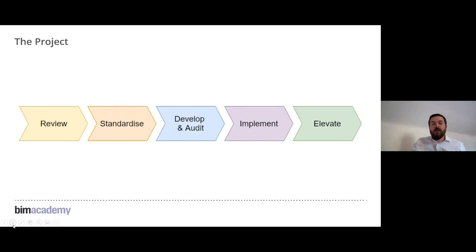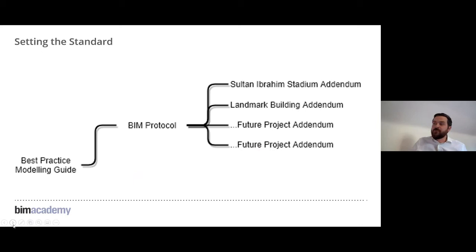In terms of setting the standard, it was very much about understanding what was best practice in the region, but also internationally, putting that into a protocol document that enabled Country Garden to understand what was required for each of their buildings or their spaces. And then we looked at a couple of buildings, the stadium and their landmark building, specifying exactly what was required from a data perspective, an information perspective for those, with the idea that you would do that for every building that came online.